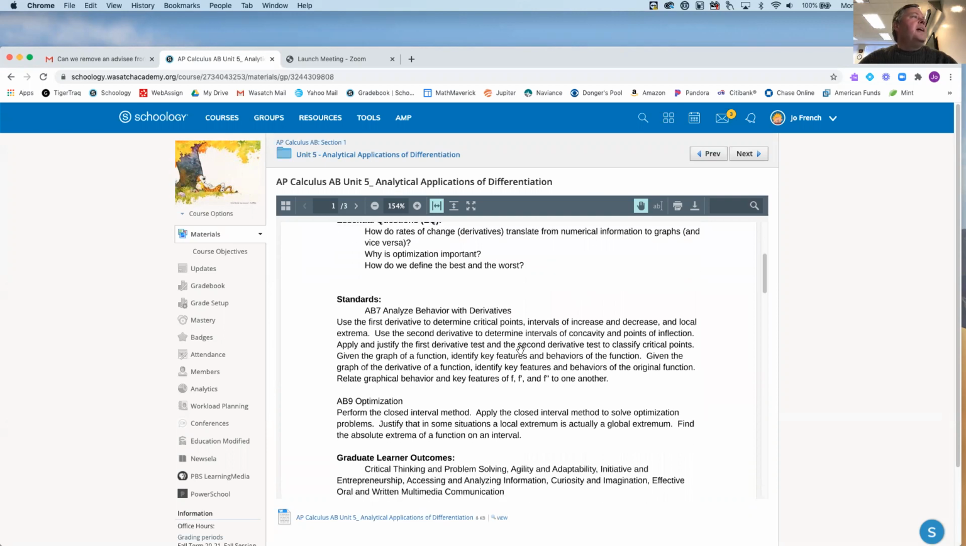So we'll be covering two standards in the AB Calculus curriculum: how to analyze behavior with derivatives, and optimization, finding the worst or best case of certain situations.